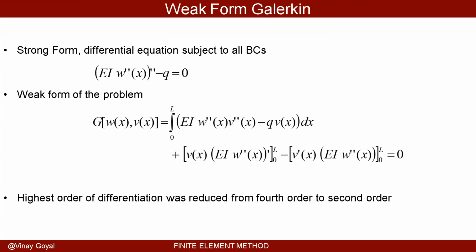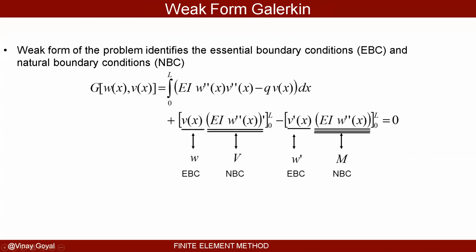Now note that the weak form of the problem can be written in this manner, and that the highest order differentiation now is second order. And now we can identify the boundary conditions. I can look at here that V can be looked at as analogous to W, and V prime is analogous to W prime. So anytime I have anything specified on W or anything specified on W prime as part of the governing equation provided to you, that's going to be the essential boundary conditions.